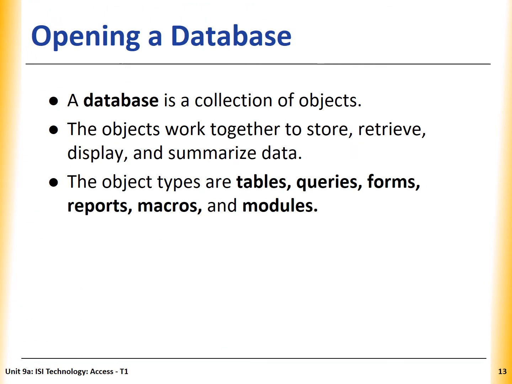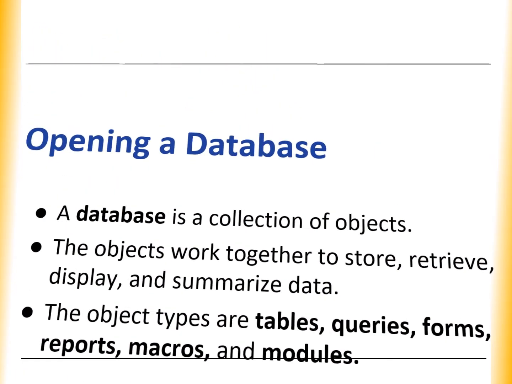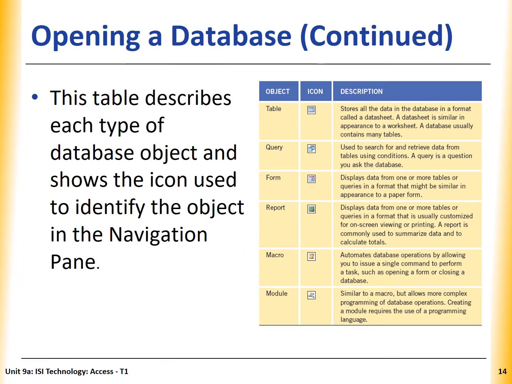A database is a collection of objects. The objects work together to store, retrieve, display, and summarize data. The object types are tables, queries, forms, reports, macros, and modules. This table describes each type of database object and shows the icon used to identify the object in the Navigation Pane. So this is the table icon, query, form, report, macros, modules. And here you can find the description of each one.